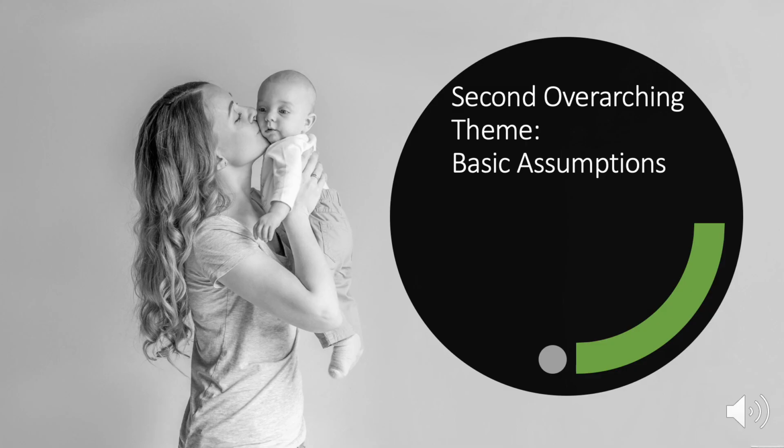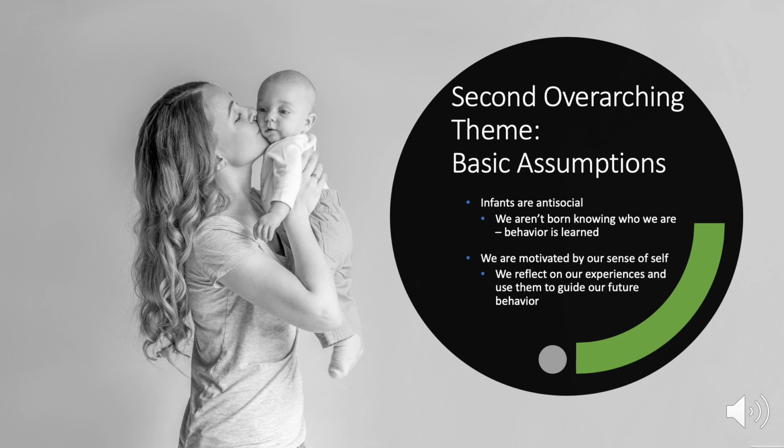The second overarching theme focuses on self-concept or our sense of self, so we'll go over those basic assumptions of this theme. Number 1, infants are antisocial. In other words, we are not born knowing who we are, and behavior is learned. Number 2, we are motivated by our sense of self. We reflect on our experiences and use them to guide our future behavior. Our textbook says that once we develop our sense of self, we will use this and be motivated by this as we determine any future behaviors.